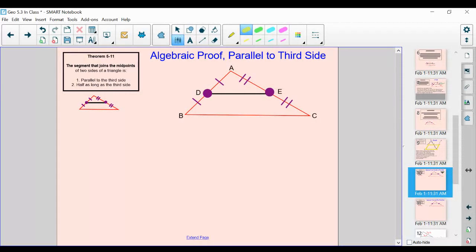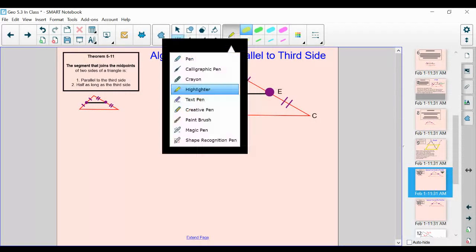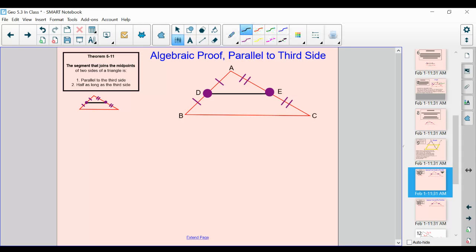So let's talk about the first aspect of this theorem. We want to prove that segment DE in this diagram is going to be parallel to BC. Well, we know to be parallel, they have to have the same slope. So we have to start to label some points here. I'm going to label point A x1, y1. I'm just going to have some arbitrary points here. B is going to be x2, y2. And C is going to be x3, y3.